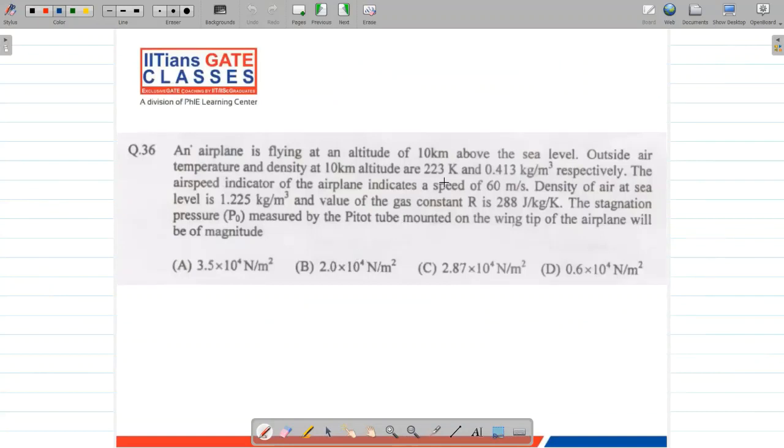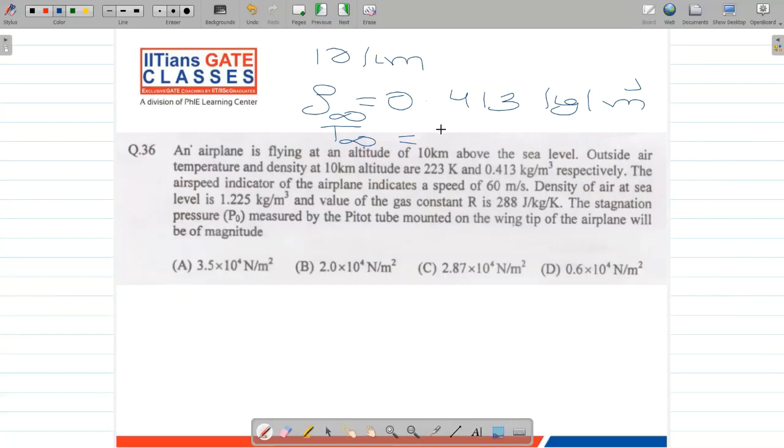So in this question, a numeric problem, they're telling us that there's an airplane flying at 10 kilometer altitude. Outside air temperature and density is 223 Kelvin and 0.413. So at 10 kilometer altitude, your density of air is 0.413 kg per meter cube, and your temperature is nothing but, let me call it rho infinity and T infinity, the free stream conditions. And this is 223 Kelvin.